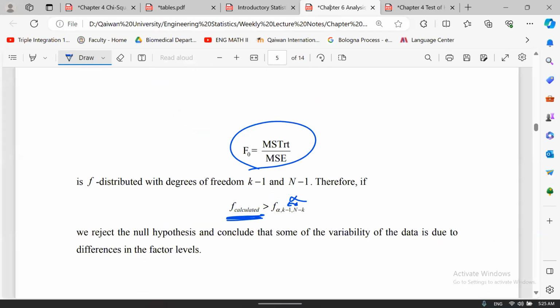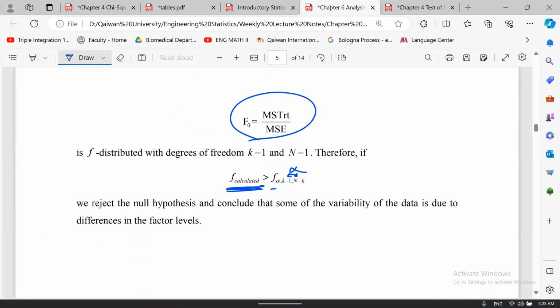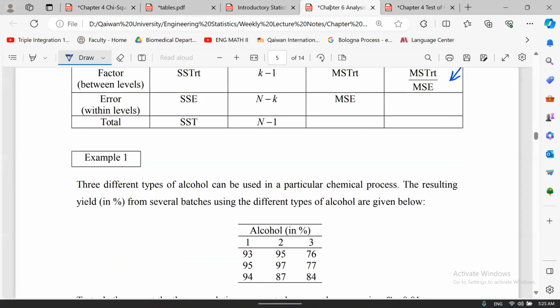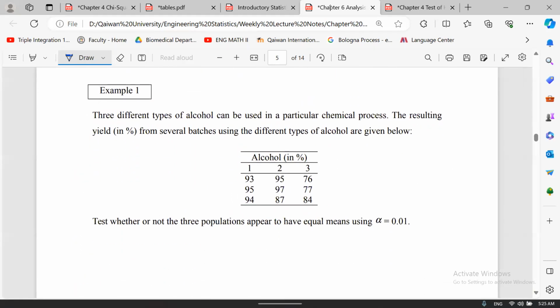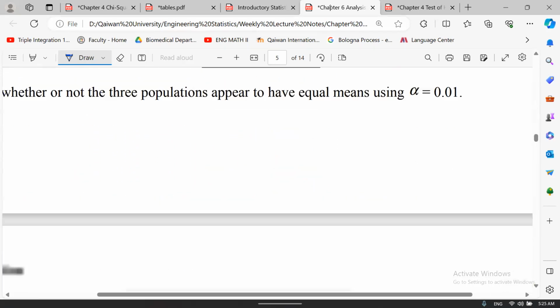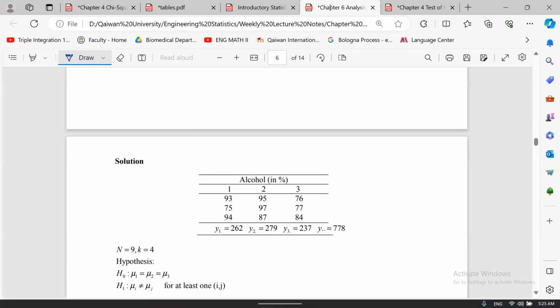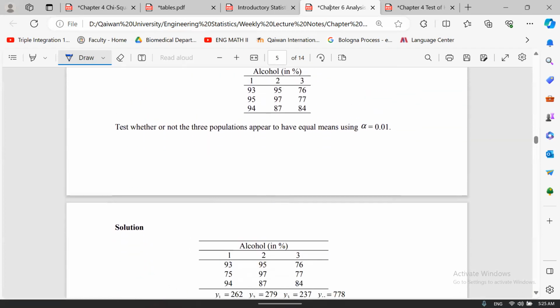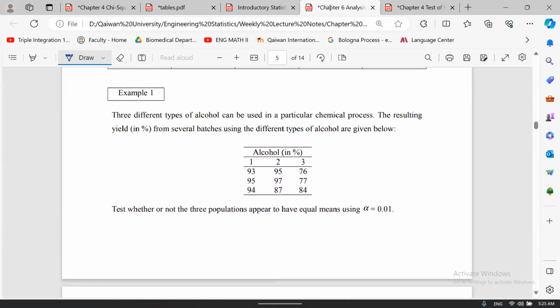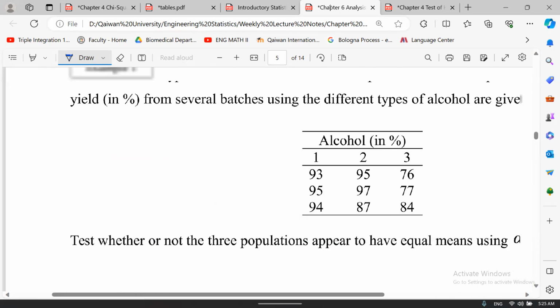Yes. Now, we say if F calculated is greater than F from the table, we reject the null hypothesis. We reject the null hypothesis. If not, we accept the null hypothesis. Look at this example. In this example, we have some more details here. We have given that.